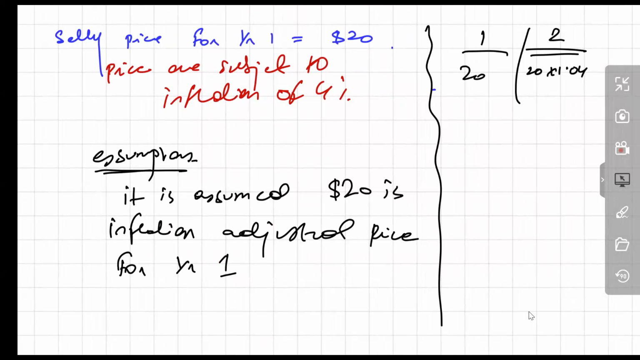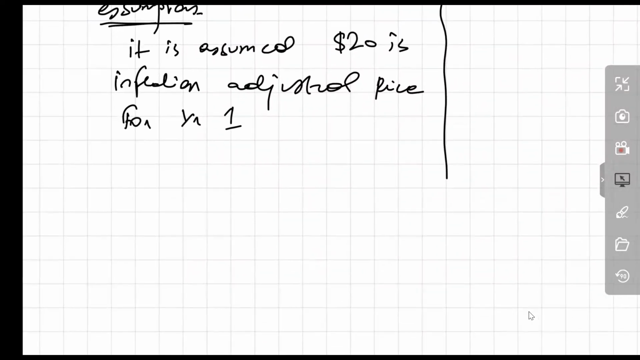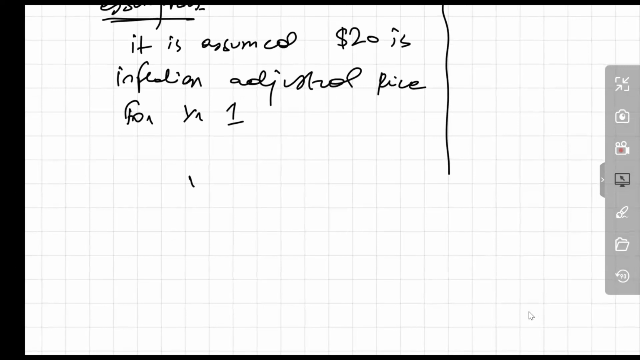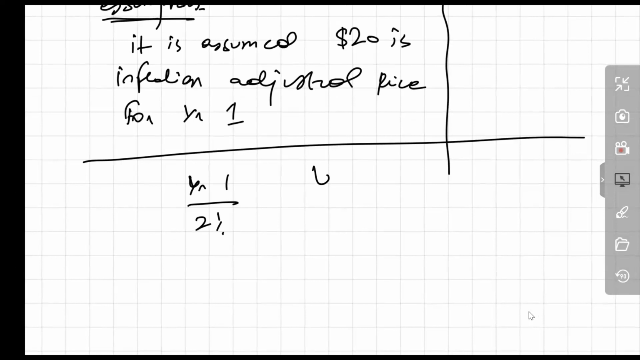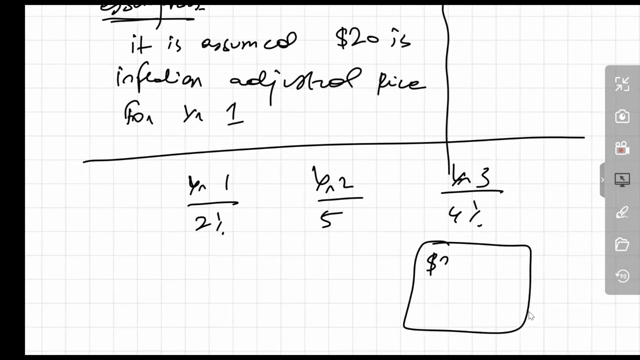Yes. Right? Okay, now there is one more thing. There could actually be a situation that inflation could be different. Year one inflation is 2%, year two inflation is 5%, year three inflation is 4%. So if you want to calculate the year three cash flow, you would say $20 into 1.02 into 1.05 into 1.04. Do you get it now?